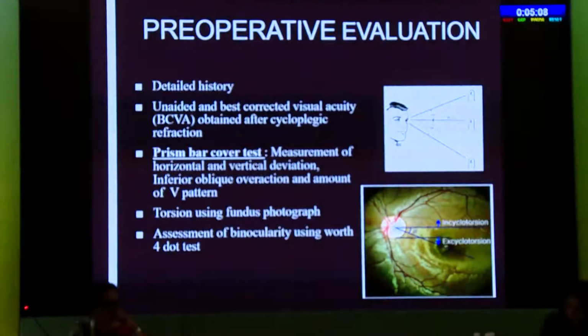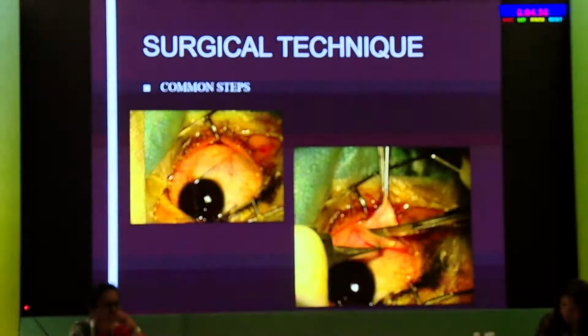A detailed history was taken, and unaided and best corrected visual acuity was obtained after cycloplegic refraction. Prism bar cover test was done in all 9 gazes, vertical and horizontal. Torsion was assessed using fundus photographs, and assessment of binocularity was done. Stay sutures were put, and an inferior temporal incision was given.